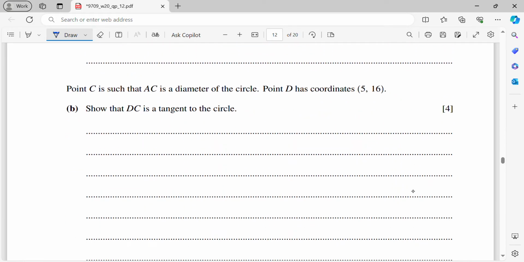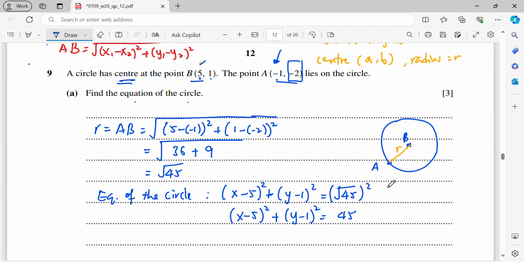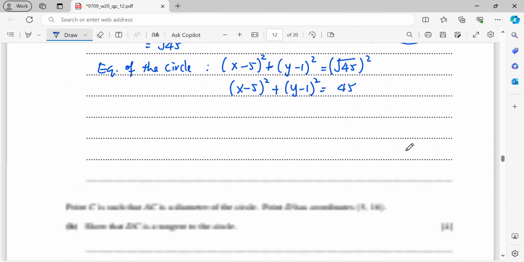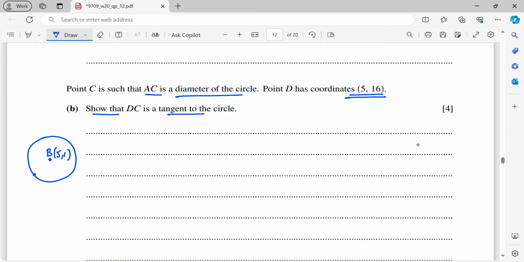Now, point C is such that AC is a diameter of the circle. Point D has another coordinate 5, 16. Show that DC is a tangent to the circle. Okay, now I redraw this circle. Let's say over here. This is my B. B with coordinates 5, 1 just now. Okay, my A is -1 and -2. So this is my A. -1 and -2.